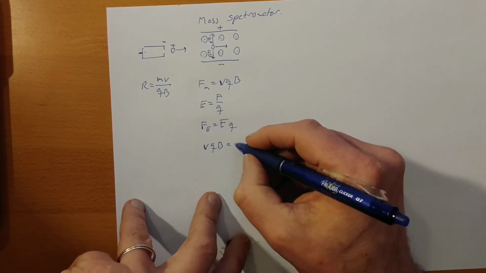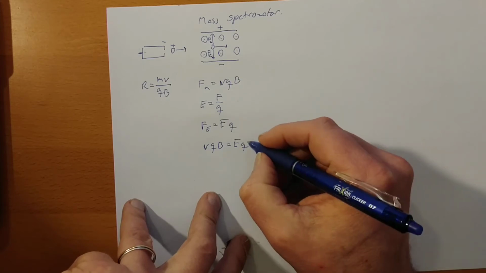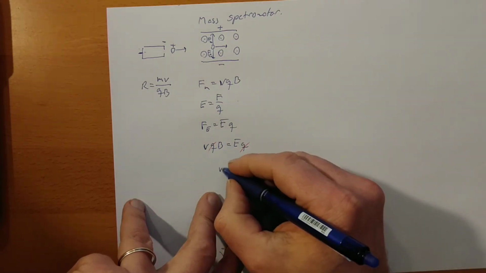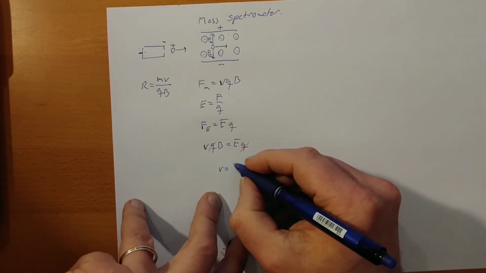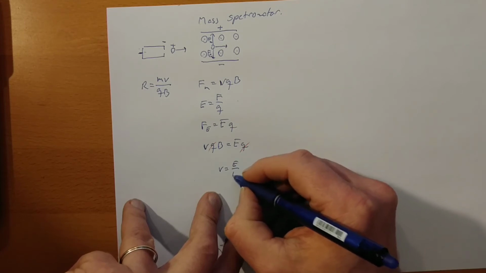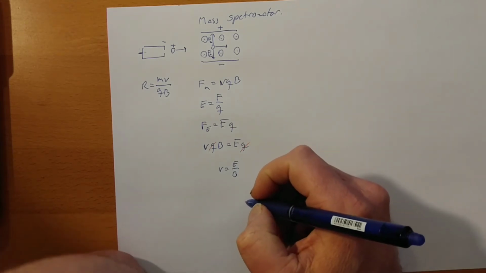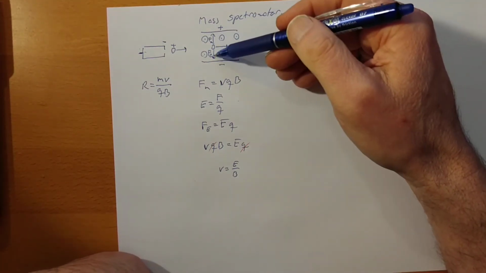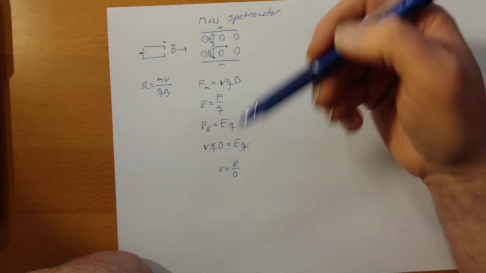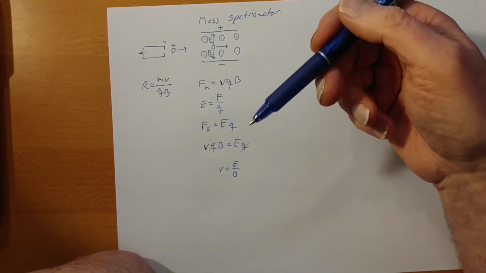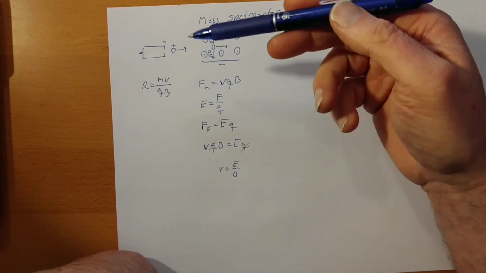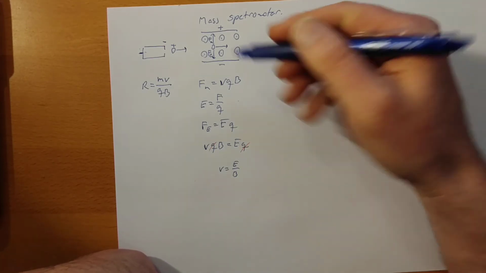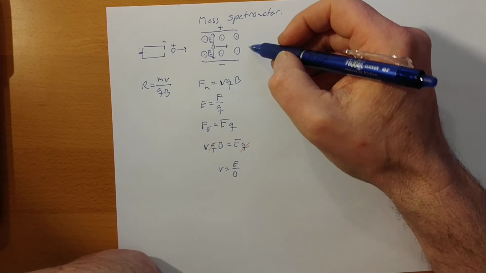vqB equals Eq. The q and the q will cancel, and that means in the end that the velocity will be E over B. So the velocity of the particles for which these two forces balance will be the same for all. It has nothing to do with the charge and nothing to do with the mass. Actually, you need to have some charge, but how much you have doesn't matter, and what mass you have won't matter. So all the particles that go straight through here will have the same velocity.